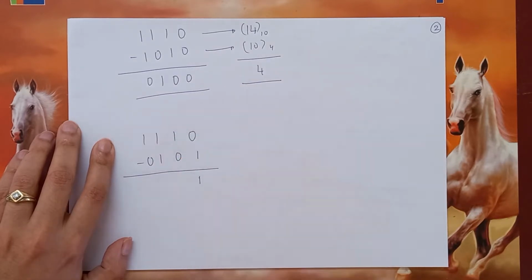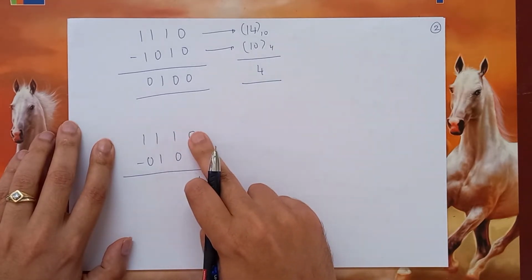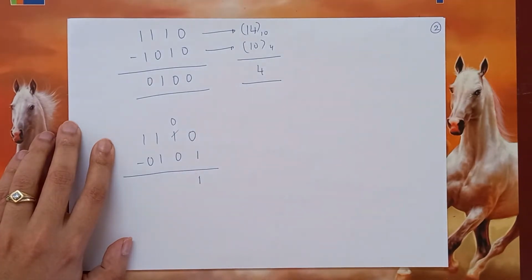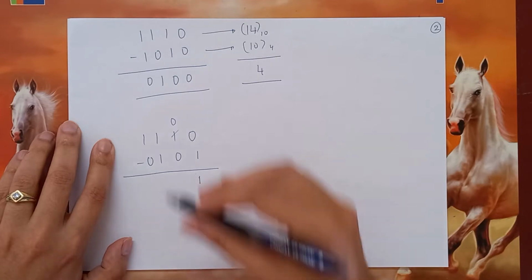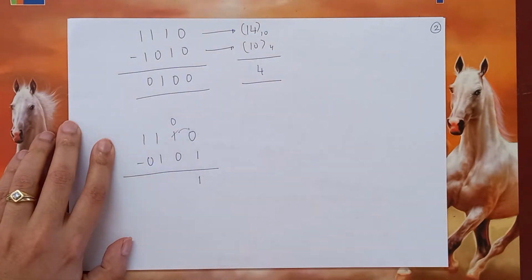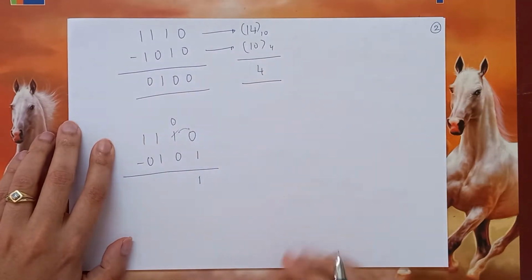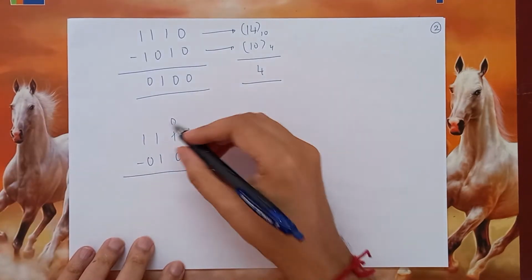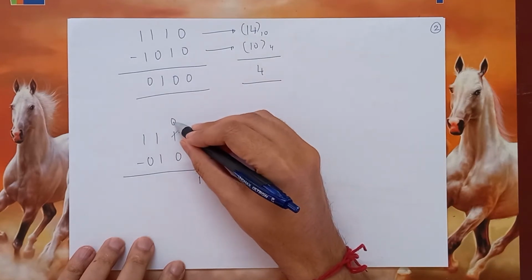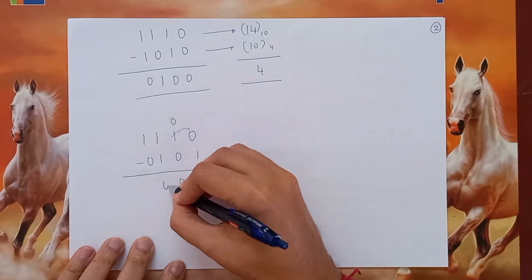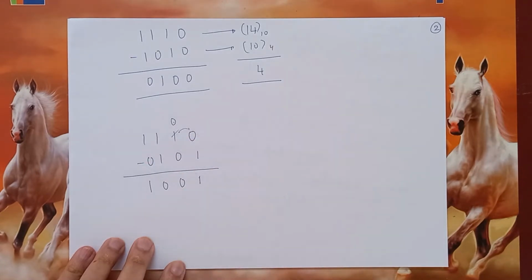So if this 1 is borrowed and it's brought over here, then effectively this would now become a 0. So now that I have borrowed the 1 and brought it over here, what I have left in this place is the 0 over here. So 0 minus 0 is still 0. 1 minus 1 is 0 and 1 minus 0 is 1.